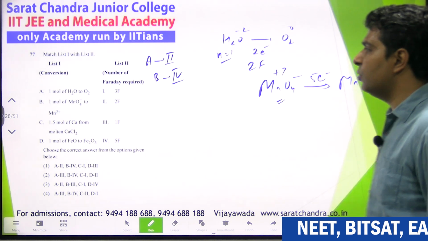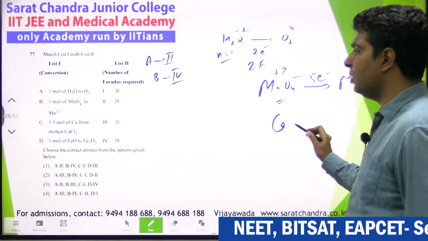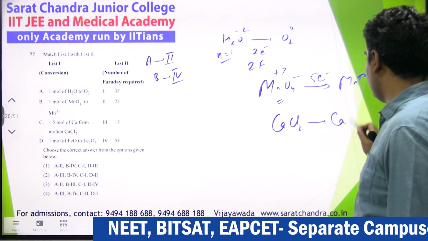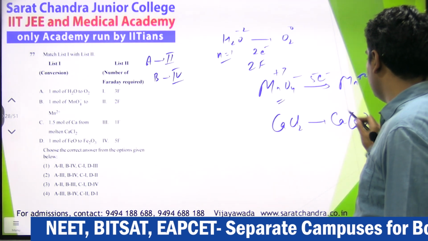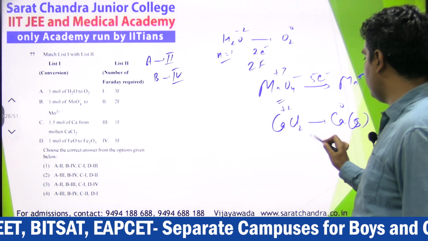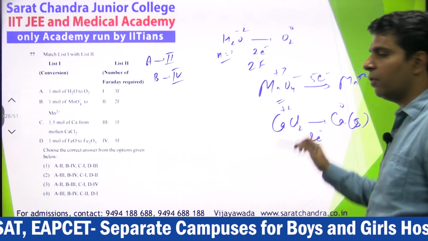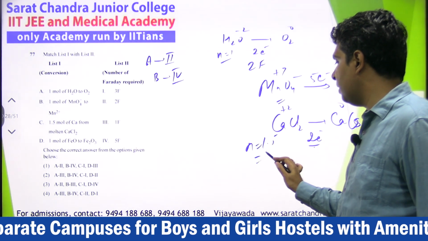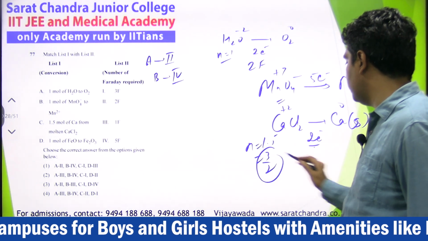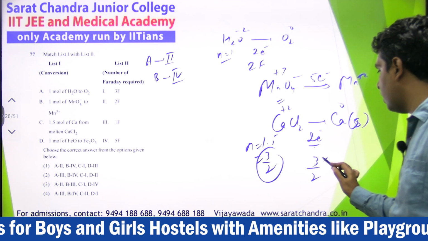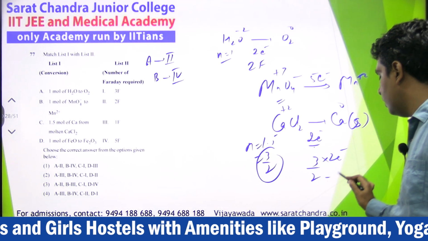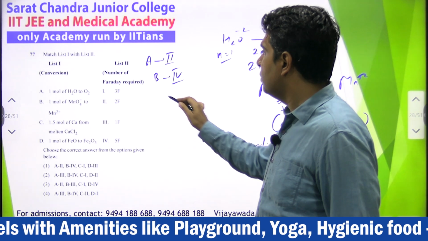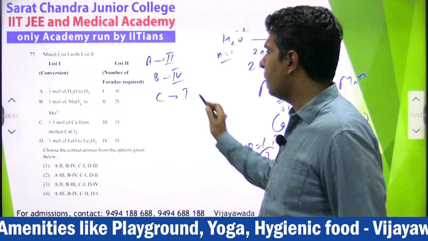Then 1.5 moles of calcium from calcium chloride. So we are having molten calcium chloride from where we are getting calcium. So for calcium chloride, there will be 2 moles of electron required for 1 mole of this. Now we are having 1.5 mole of this. So 1.5 means 3 by 2. For 3 by 2 moles of this, the number of moles of electron required will be 3 moles of electrons, that is 3 Faraday will be required. So C is corresponding to 1.